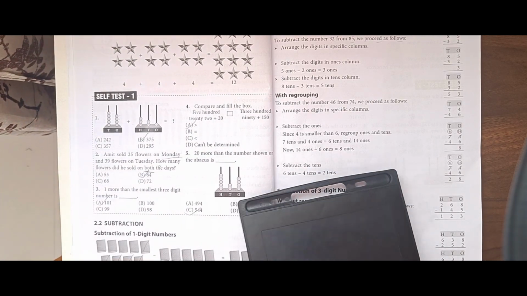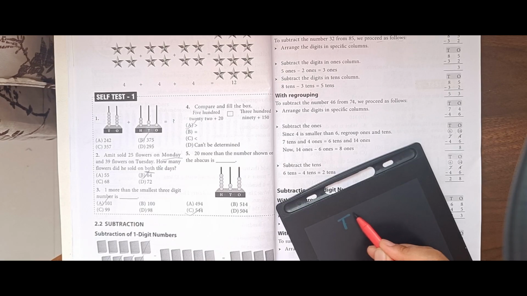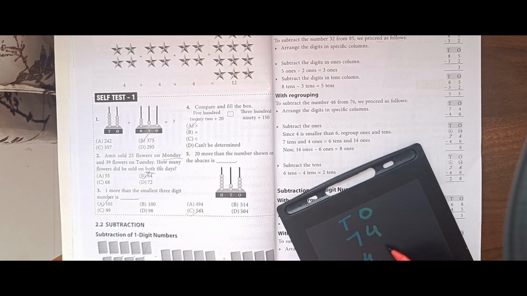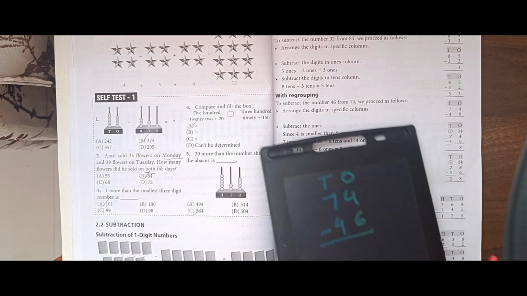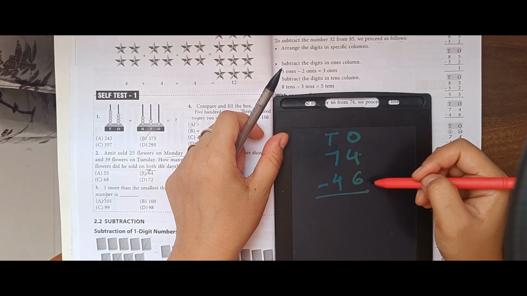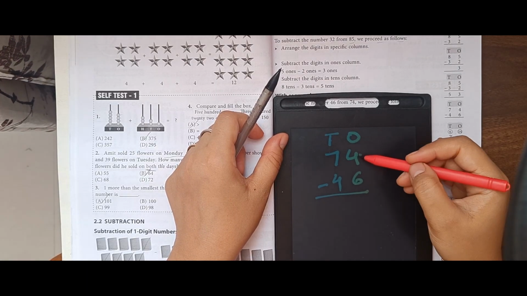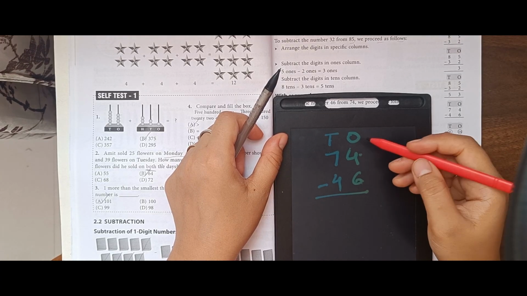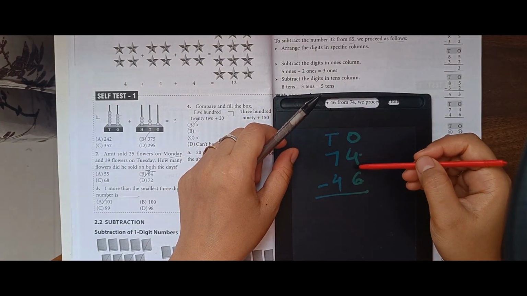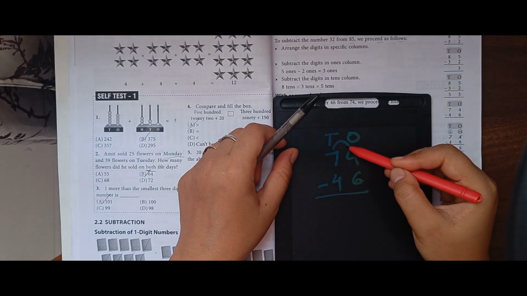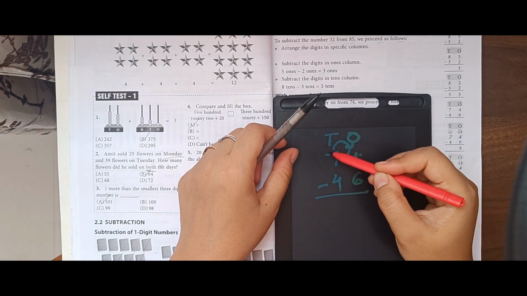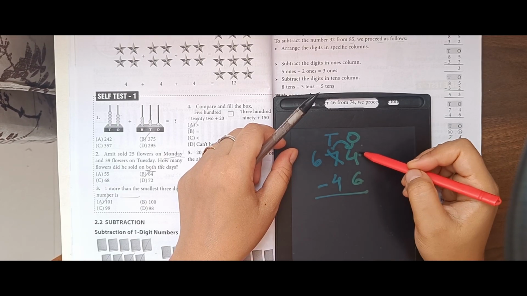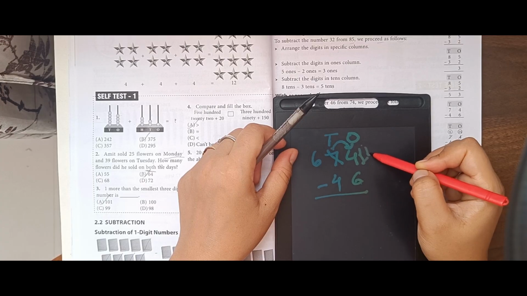First, we need to arrange them into the correct columns. So 74 minus 46. How do we subtract? Now if you can see, 4 is smaller than 6. So we can't subtract 6 from 4. So we take a borrow from it. If we borrow, then we cross that and make it 6 and make it 14.